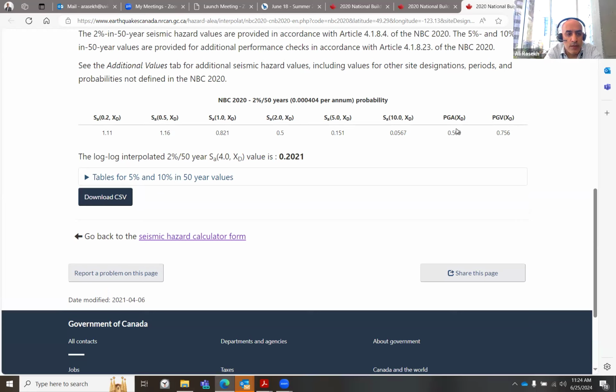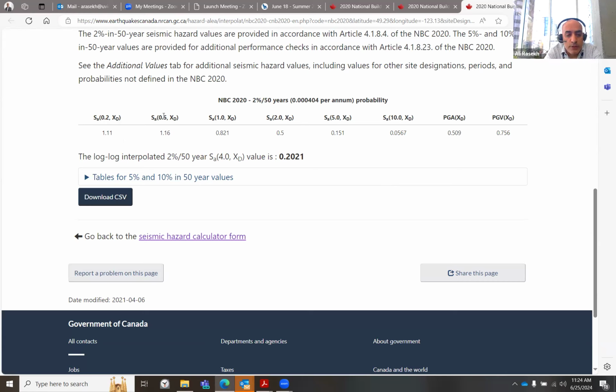Then what if you have a building with a period of 0.2? That building will see an acceleration of more than 1 G. Wow. So you see that the spectral response is more than the ground acceleration. On the ground, you will see about 0.5. But if you have, say, almost a 2-story building with a period of 0.2, you might experience over 1 G at the floor levels in this region.